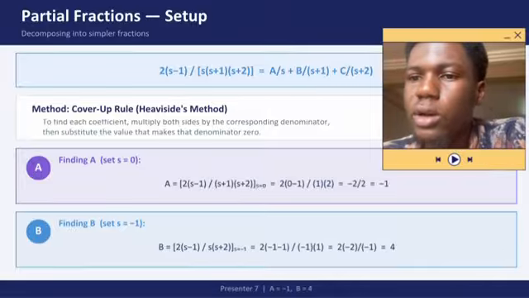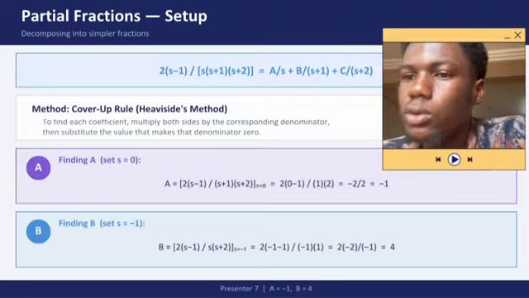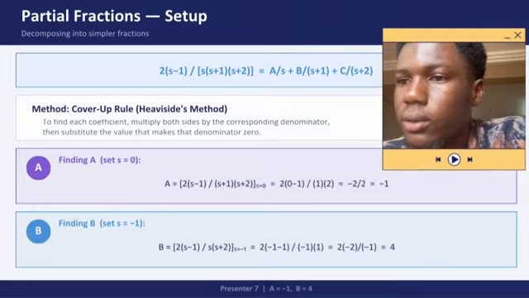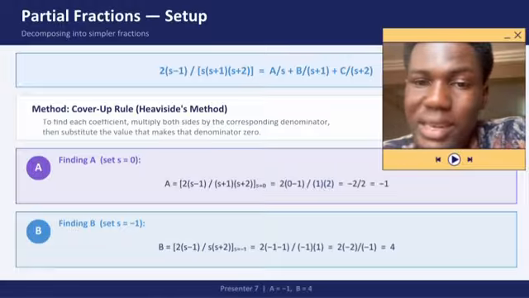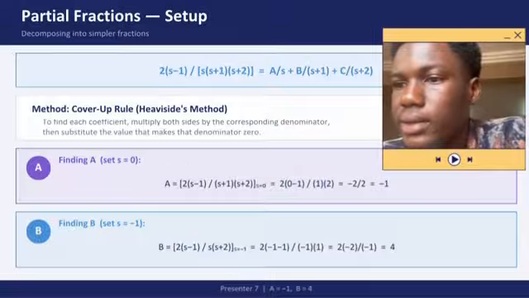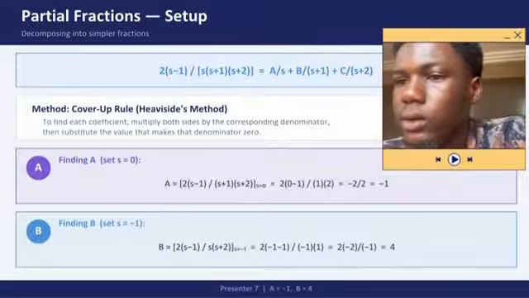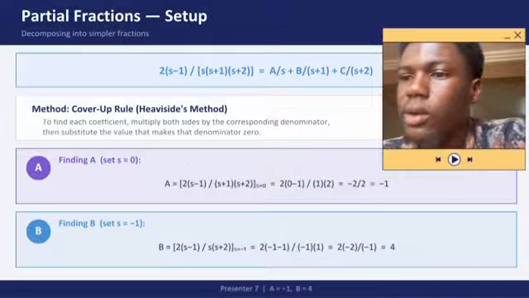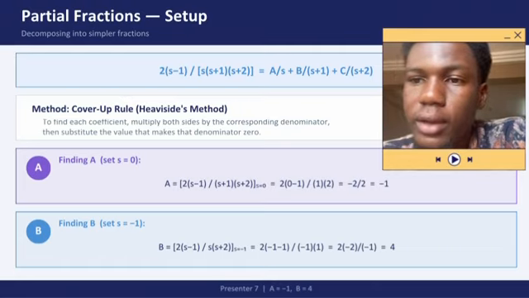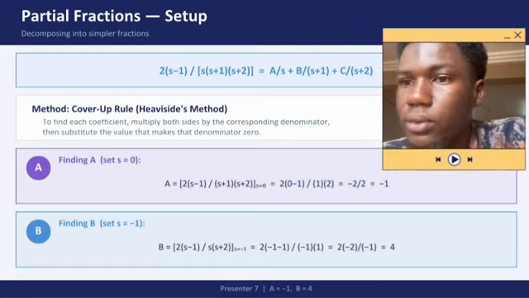So for B, let's do the calculation also. We want to find a value of s that will make the factor 0, so we should take negative 1. If you multiply both sides by s plus 1, then we set s equal to negative 1, we are getting B equal to 2(s minus 1) all divided by s plus 2. When you put in negative 1 here, upon doing our calculations, we get B equal to 4. So we now have A to be negative 1 and B to be 4.